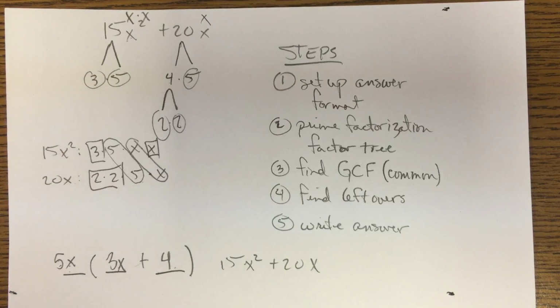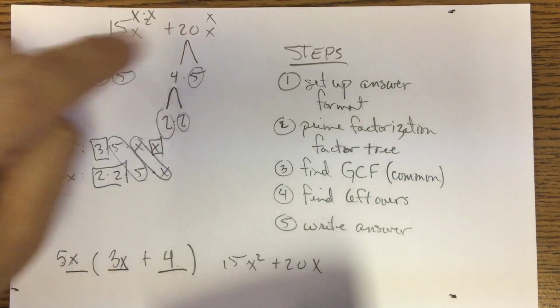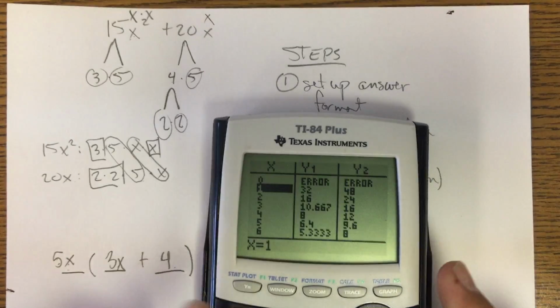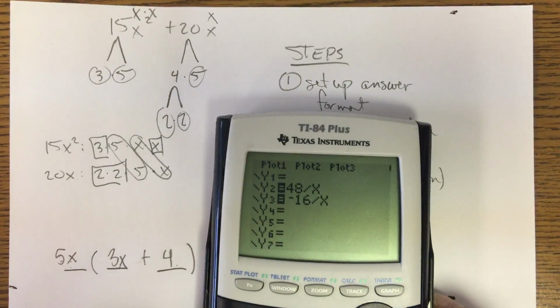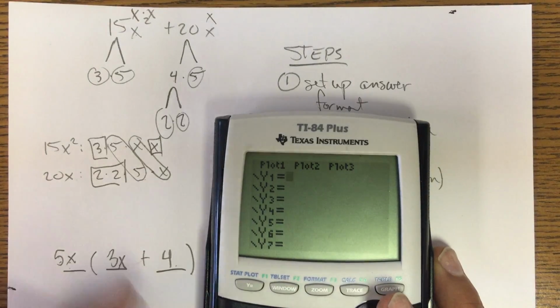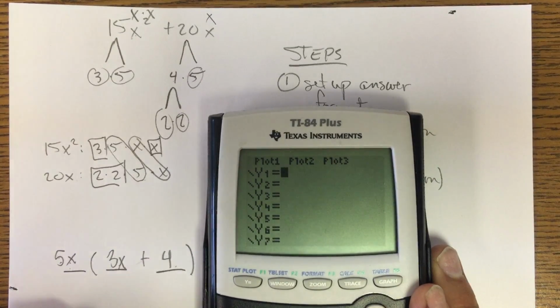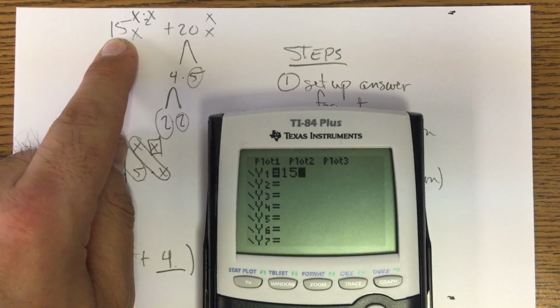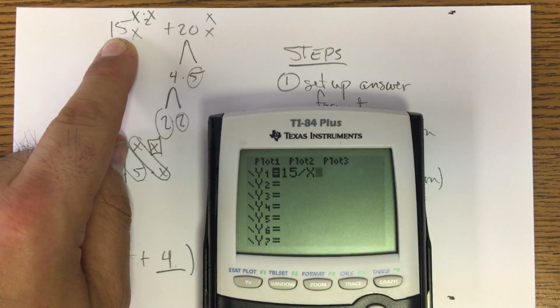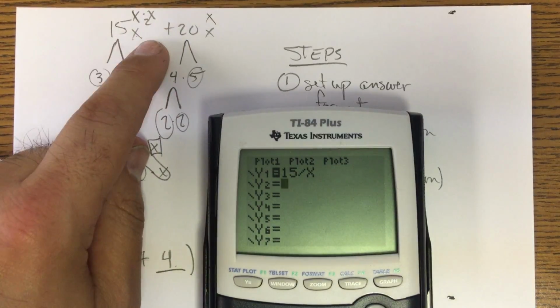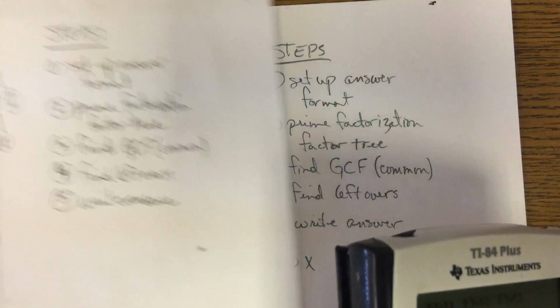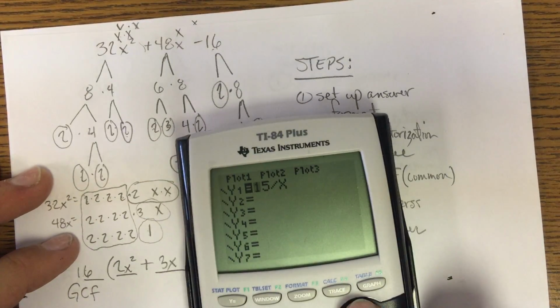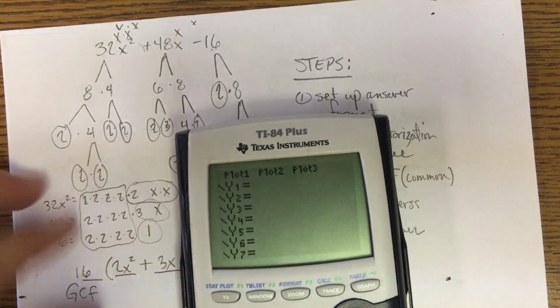Now let me show you a calculator trick, a way to help us do this work right in here. So let me go to Y1. Let me clear all this out, and let me show you what we need to do. In order to use the calculator to find your greatest common factor, we want to go to your Y1, and in Y1 we want to type in the quadratic coefficient, 15, and we're going to divide by x. We're going to go to Y2. Actually, let me do the first one because there's more numbers there. Let me do the first one. Clear. So we're going to do the first one here.